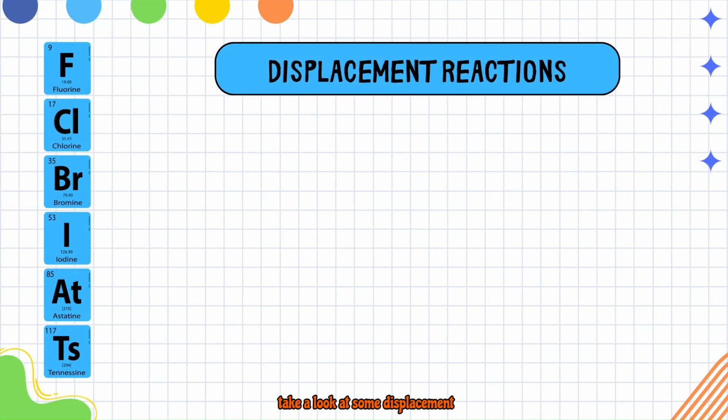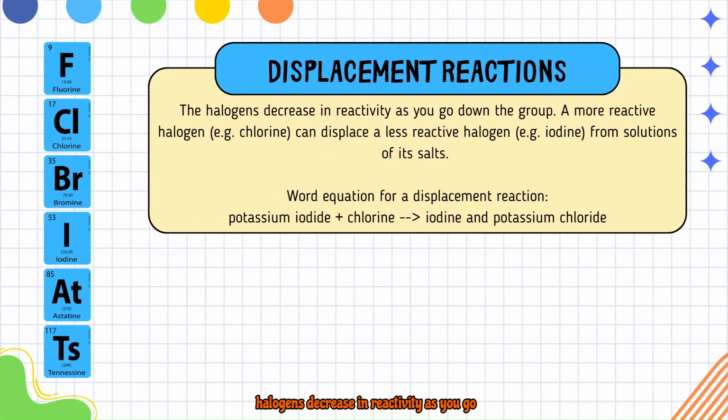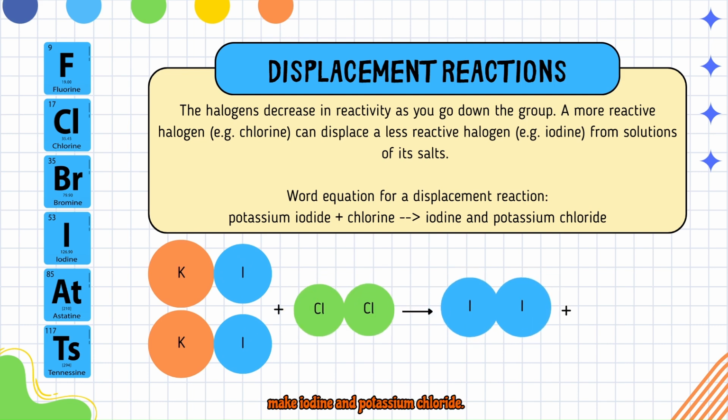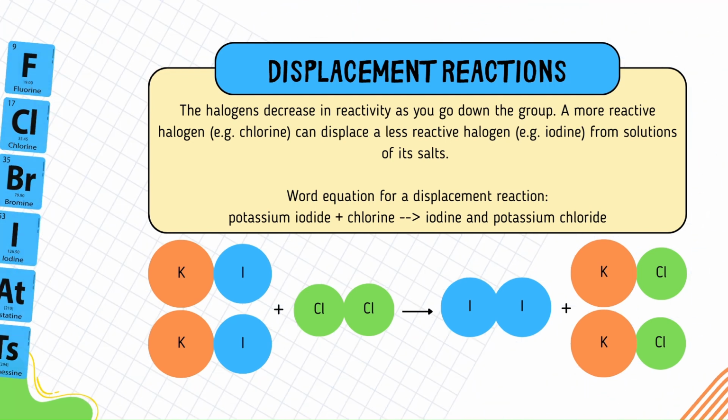Now let's take a look at some displacement reactions. The halogens decrease in reactivity as you go down the group. A more reactive halogen such as chlorine can displace a less reactive halogen such as iodine from solutions of its salts. The word equation for displacement reaction is potassium iodide plus chlorine reacts to make iodine and potassium chloride. So you can see how chlorine has displaced iodine from its salt. So potassium iodide plus chlorine reacts to make iodine and potassium chloride.